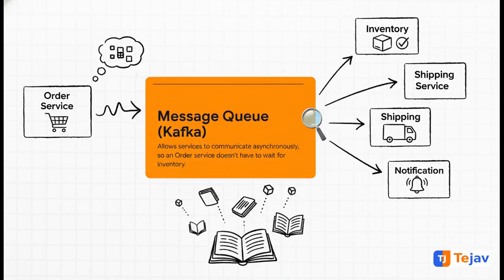But how do all these little services talk to each other without creating new bottlenecks? Well, that's where a message queue like Kafka comes in. Think of it like a central post office for our services. When an order is placed, the order service doesn't have to call the inventory service directly. Instead, it just drops a message in the queue. Hey, order 123 was just placed. The inventory service, the shipping service, and any others can just listen for those messages and do their jobs whenever they're ready, asynchronously. It makes the whole system incredibly resilient.